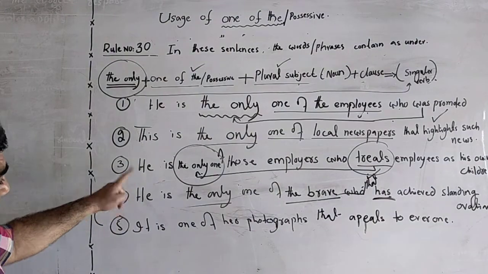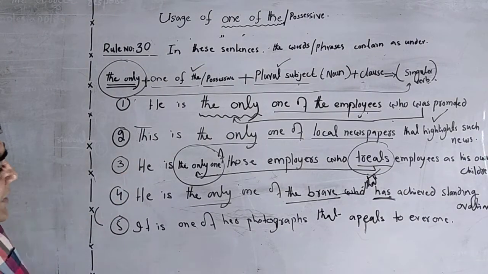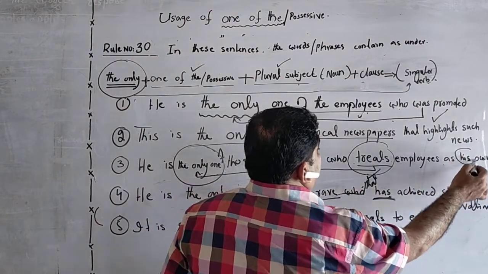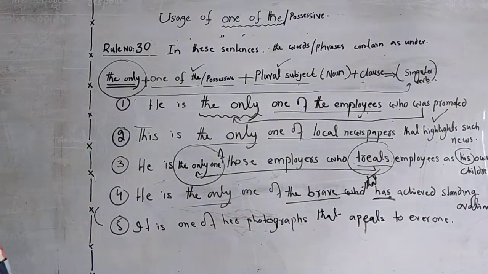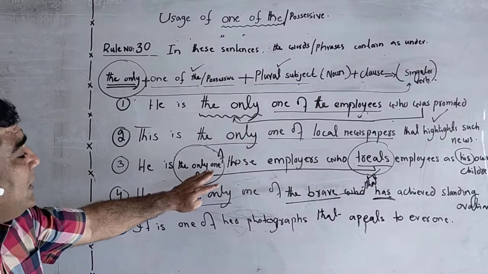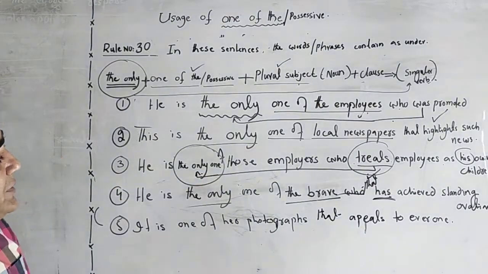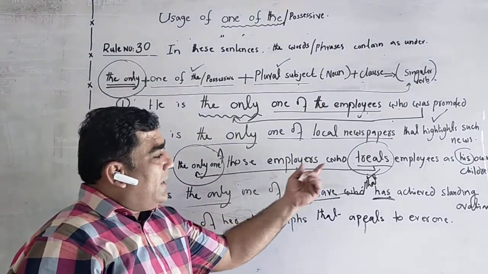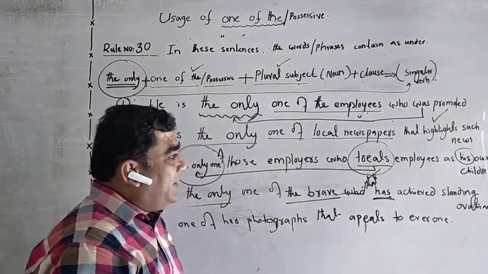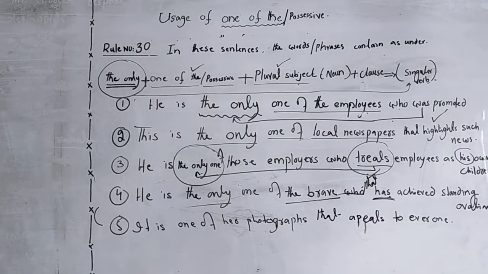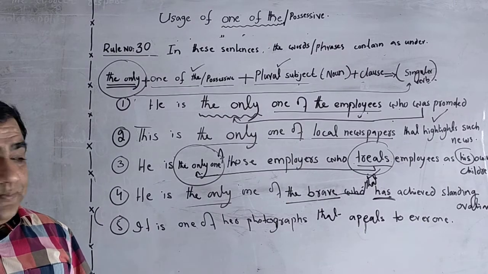And see again the sentence number 3. See, who treats, implies is, again there is a singular verb there. Again, listen to the sentence. He is the only one of those employers who treats employees. Do you know employer and employee? Take the meaning and understand both words. He is the only one of those employers who treats employees as his own children.